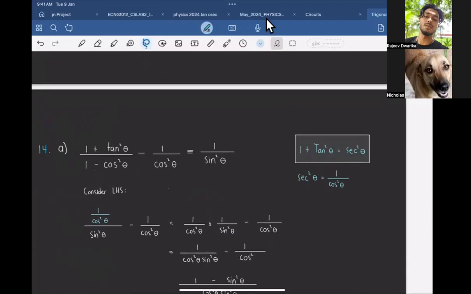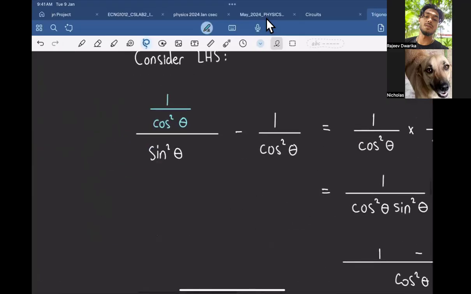So 1 plus tan squared theta, we know that is equal to sec squared theta, and sec squared theta is equal to 1 over cos squared theta. So we replace it. Remember, when we're working with these questions, we want everything in terms of sine and cos. We don't want sec, we don't want cosec, we don't want tan. Everything has to be in sine and cos. So I replace the 1 plus tan squared theta with that, and now I have 1 over cos squared theta divided by sine squared theta.